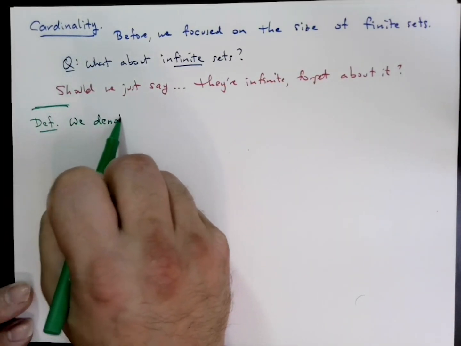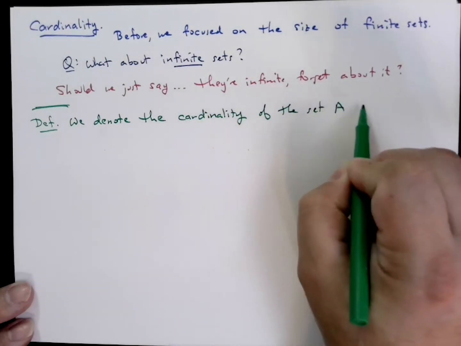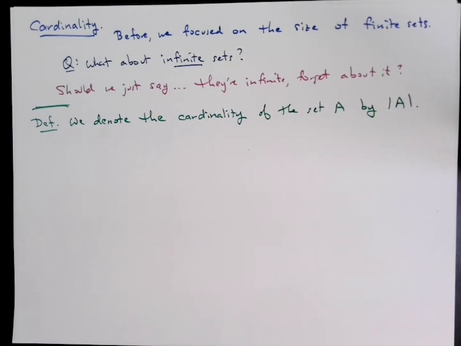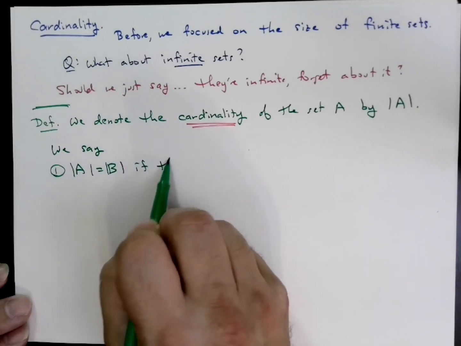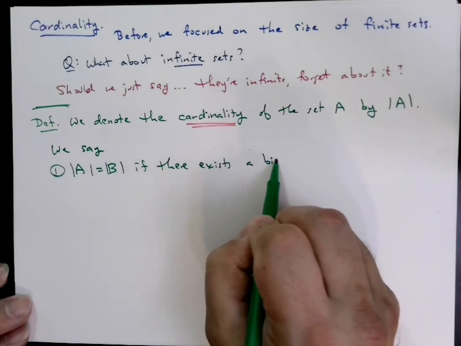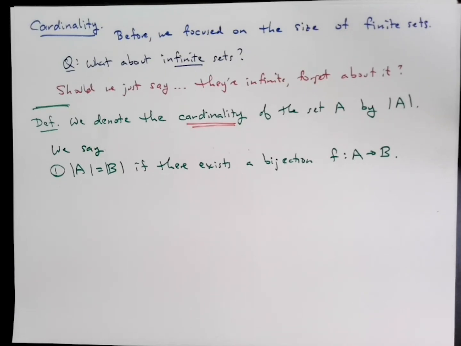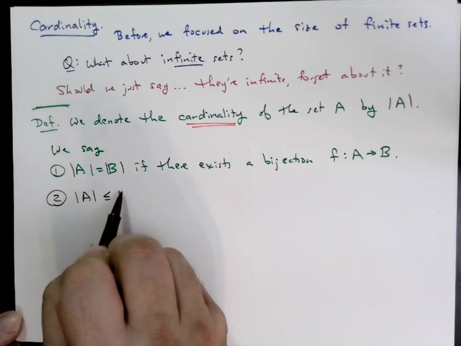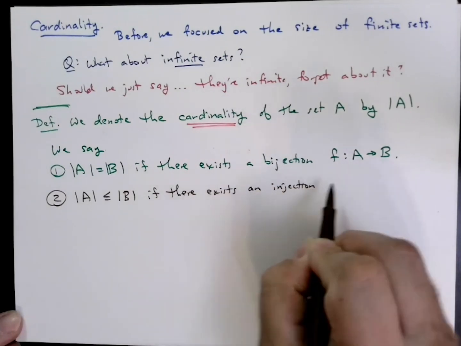We're going to denote the cardinality of a set A by A with lines around it, just like we did for finite sets. And we're going to make a few definitions. We say that A and B have the same cardinality, or their cardinalities are equal, if there exists a bijection from one set to the other. We say that the cardinality of A is less than or equal to the cardinality of B if there exists an injection from A to B.